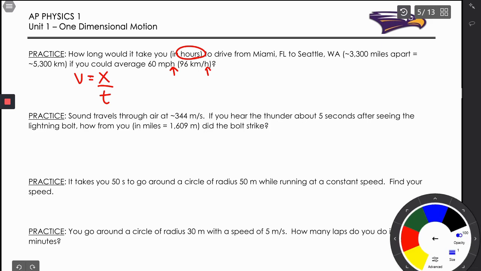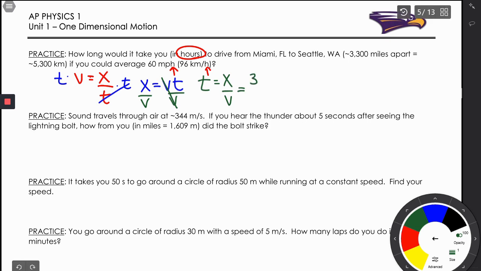So the first step we're going to do is multiply both sides by t. To bring it up, that's going to cancel. I'm going to get x equals vt. So note that if you're solving for your distance, and then we're going to do our last step, which is we're going to divide both sides by v because we want t by itself. So let's cancel those v's. So t equals x over v. All right, and now we can plug in our numbers.